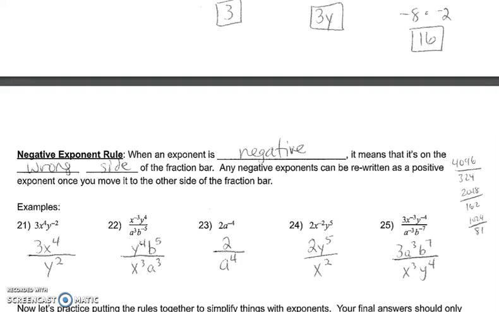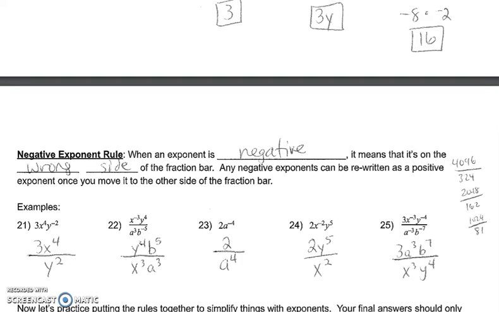Number 23, 2a to the negative fourth. 2 is an acceptable answer. It's totally fine. The a to the negative fourth has a negative exponent. That needs to move. So it's going to go to the bottom of the fraction, 2 over a to the 4th. Number 24, 2, x to the negative 2nd, y to the 5th. The x has to move. It's the part that has the negative exponent. So 2y to the 5th stays on the top, x to the 2nd goes to the bottom.